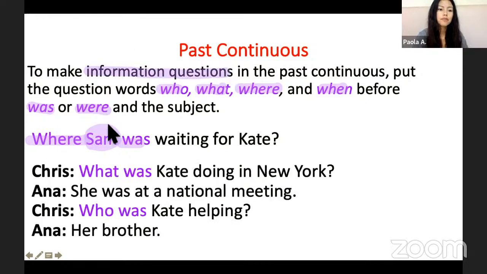Let's see more examples. The question word could be anything, right? What, who, where, when. What was Kate doing in New York? She was at the national. Remember, the verb be is talking about the person, right? So was or were is always about the person, information about that person. However, when we combine was plus the ing, it's something that was in progress, right? Second question: who was Kate helping? She was helping her brother, right? Again, information, who, a person.